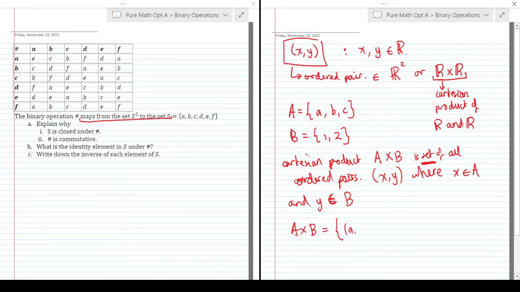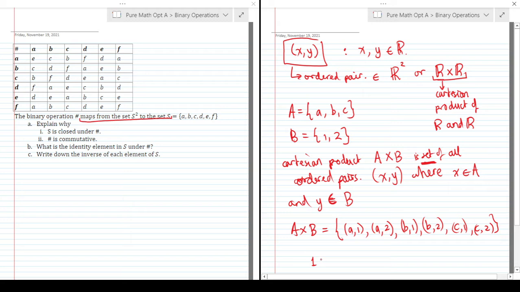So for example, you could get a and 1, you could get a and 2, right? You could get b and 1, b and 2, you could get c and 1, c and 2, and there actually are no others, right? Because for example, if I give you the ordered pair 1, a, right?